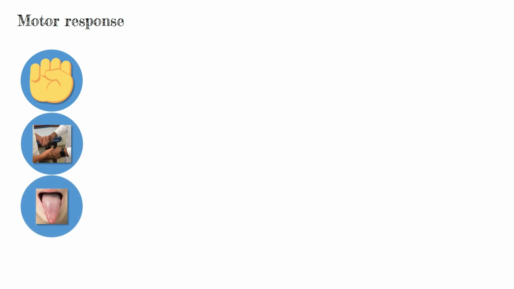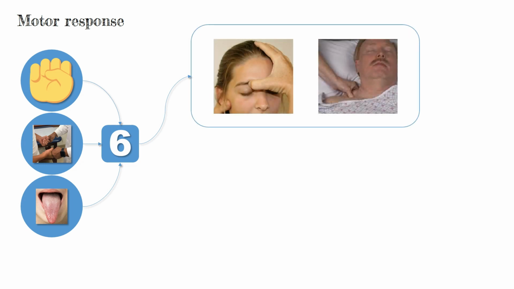Finally, we come to examine the motor function of the patient. To do that, we start by asking the patient to make a fist or grip my fingers or protrude your tongue. If the patient can perform the task accordingly, the score is 6. If the patient is unable to perform the task, then we move to the next step. Apply supraorbital pressure or pinch on the trapezius muscle, or apply nail bed pressure. The time for application of pressure should not be more than 10 seconds.